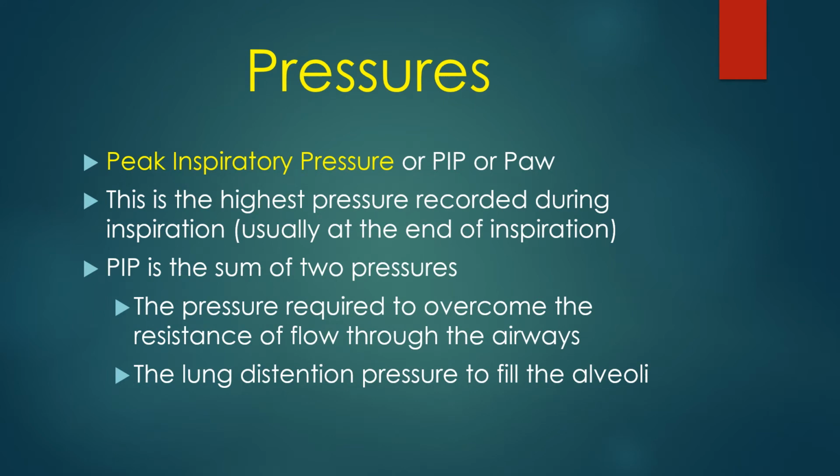Another thing we need to measure on our ventilator is the pressures. And there's several pressures we want to look at. First of all, we're going to probably look at the peak inspiratory pressure, or PIP. You may see it on your ventilator reported as the PAW. That's the pressure at the airway. They all mean the same thing. And that's the highest pressure during inspiration. And it's almost always going to be at the very end of inspiration.